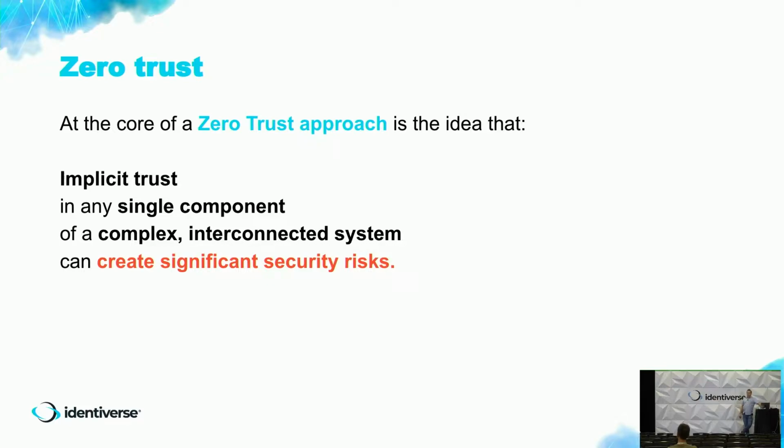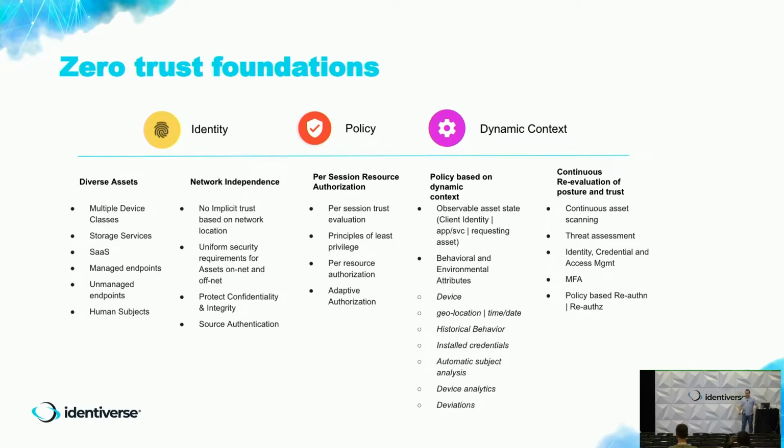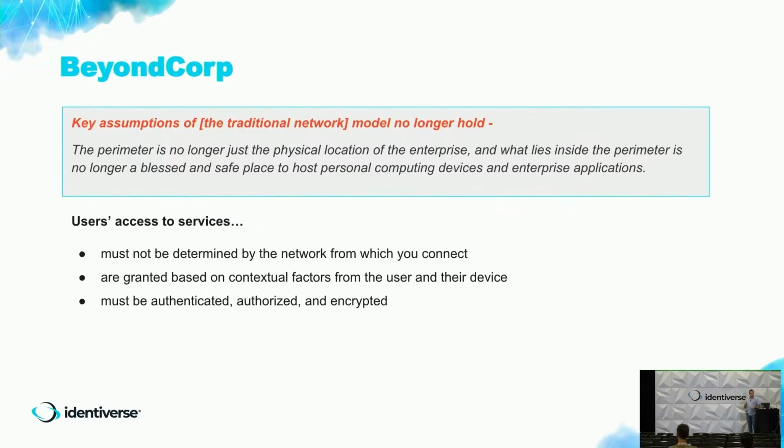At the core of a zero trust approach is really the idea that implicit trust in any single component of a complex interconnected system can create significant security risks. And this is also the tenet, essentially, around Google's BeyondCorp approach here. So the foundation of zero trust really is centered around identity, policy, and dynamic context. And this can be applied to a diverse set of assets. It is independent of the network. Trust is evaluated per session and per resource. Policies need to be dynamic and context-aware, and evaluation should be continuous, not one time.